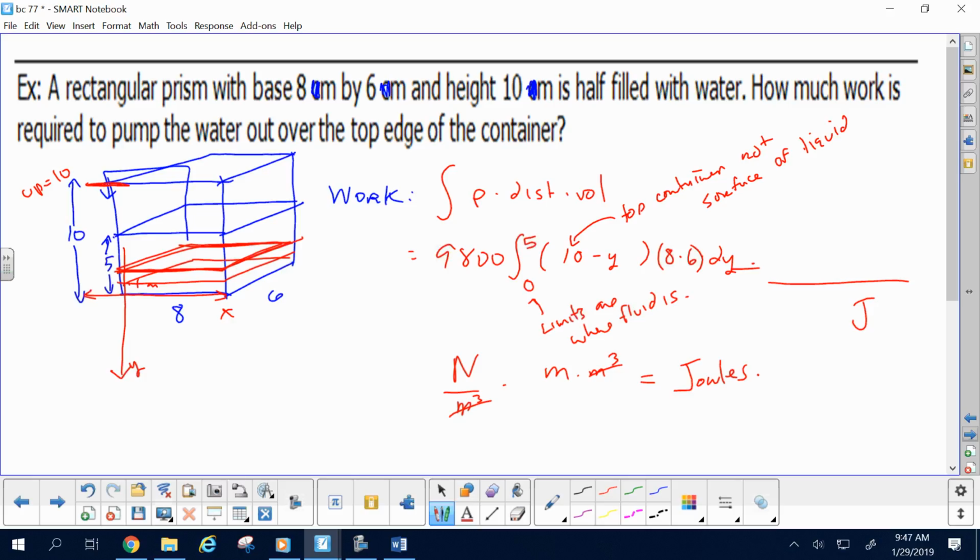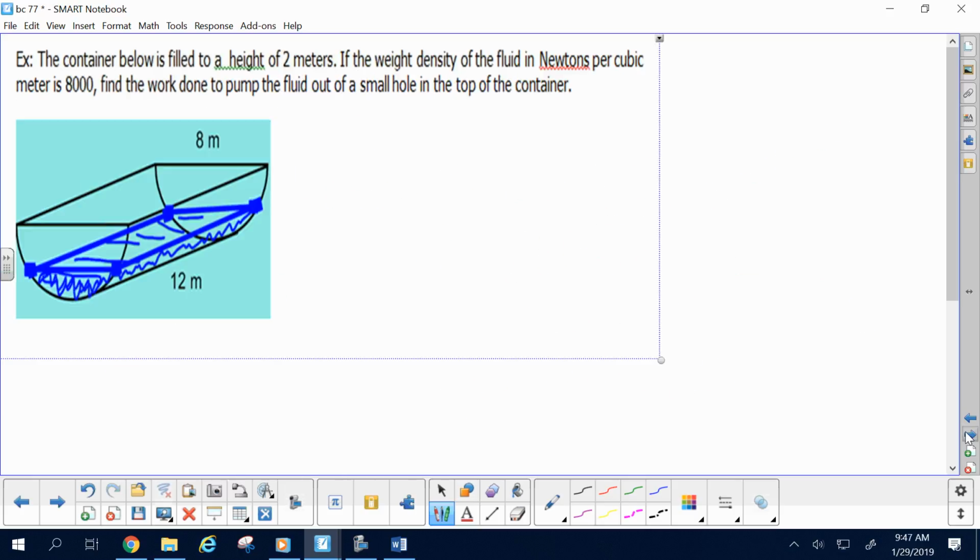This was an easy case because there's no variation in the slices. The slices are always 8 by 6 wide. That's an easy case. A harder case is when there's a little variation. All right? So you've got a trough here, and it's filled to a height of 2 meters. That's in here. I don't know if you can see that in your picture, but this is 2 meters here.